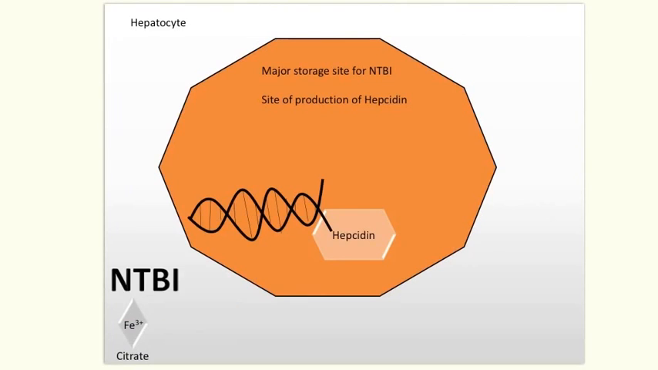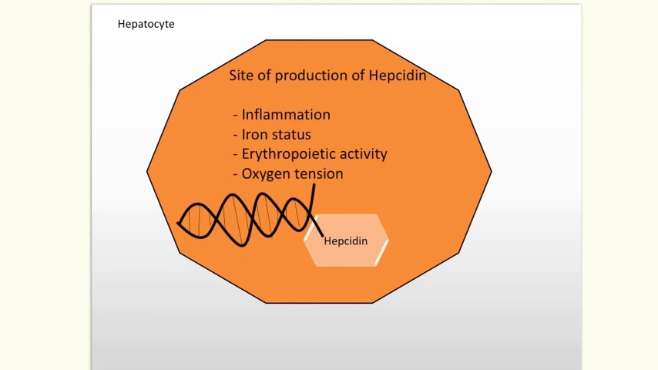Now we get to the hepatocyte. The hepatocyte is two really important things. First, it's the major production site for hepcidin, and it is the major storage site for non-transferrin bound iron. The things that control the hepatocyte are inflammation, iron status, erythropoietic activity, and oxygen tension. So if you give somebody a phlebotomy, for example, it will shut down their hepcidin production. And it does that independent of the loss of iron.